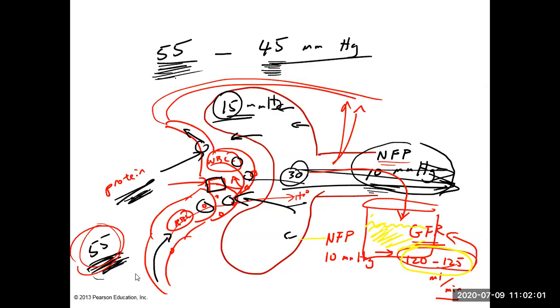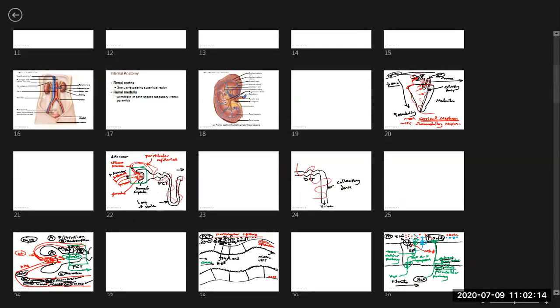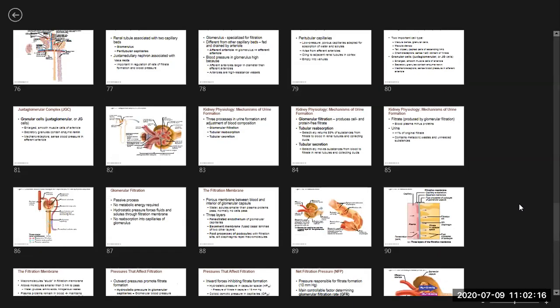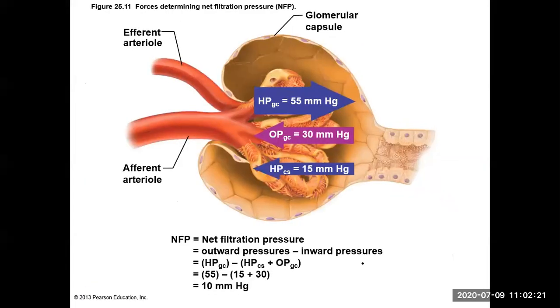Anyways, so now you know how to do the net filtration pressure. Let's go ahead and talk a little bit about the GFR. This is the same idea. It's just showing you the two opposing forces and the one primary force and how you calculate the net filtration pressure. So go over it, make sure you understand how you calculate things, okay?